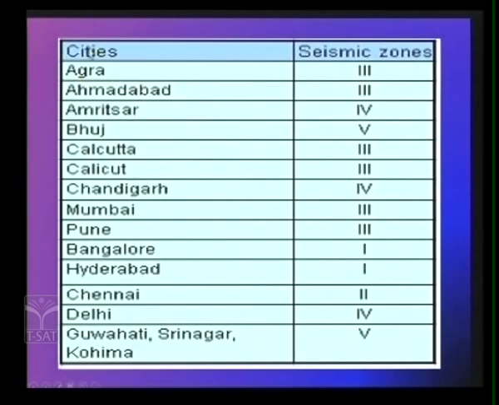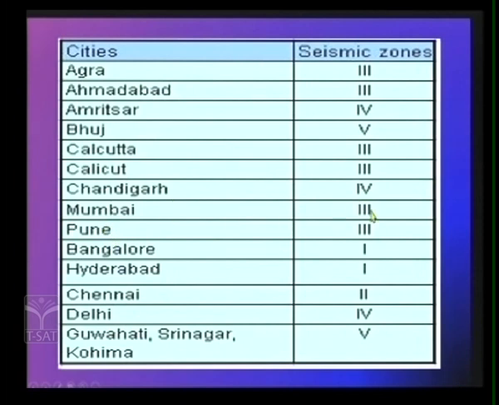Children, let us see some cities and the seismic zones. Agra and Ahmedabad fall under zone 3. Amritsar falls under zone 4. Bhuj falls under zone 5. Kolkata and Calicut fall under zone 3. Chandigarh falls under zone 4. Do you remember, as I told you, zone 4 and 5 are at high risk. So our Bhuj, that is in Gujarat, is at high risk. And even Amritsar and Chandigarh are also at high risk.